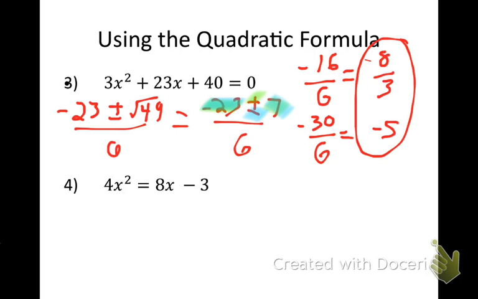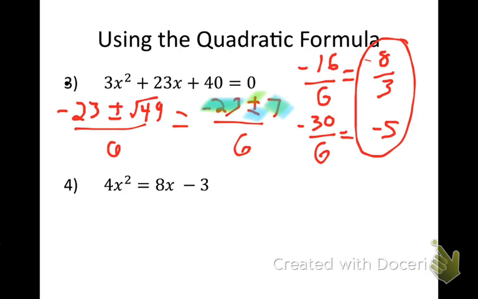Okay, so those two exact answers come from, I take the plus and the minus. That's where the plus or minus comes from. Negative 23 plus 7 divided by 6. Negative 23 minus 7 divided by 6. And now I got my two exact answers.